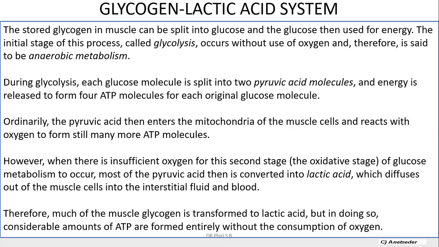Therefore, much of the muscle glycogen is transformed into lactic acid, but in doing so, a considerable amount of ATP is formed entirely without the consumption of oxygen. So this is basically anaerobic metabolism or anaerobic respiration, whereby ATP is being produced without using oxygen.